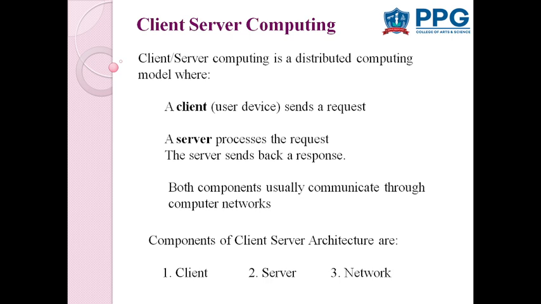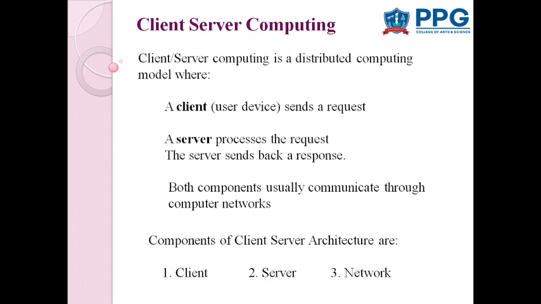In this model, we have two main entities, the client and the server. The client sends a request. A server processes that request from the client. The server sends back a response or a result to the client. Both components usually communicate through computer networks.